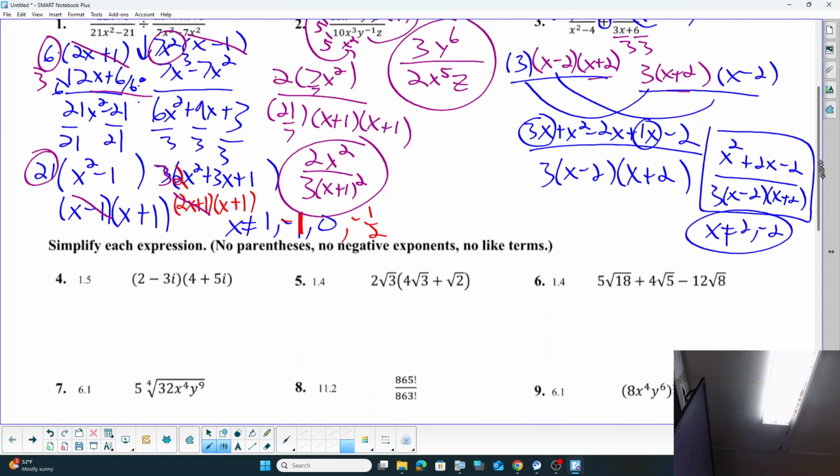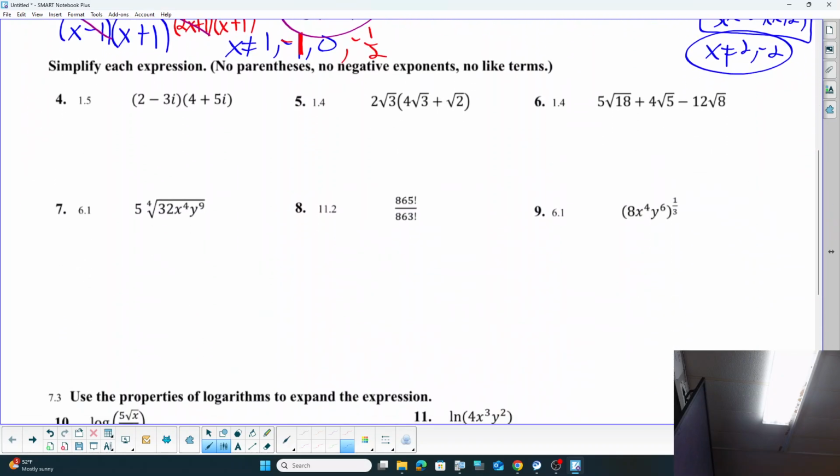So remember how to do rational equations? Good. Do you remember that i becomes a negative? Don't forget that. So 2 times 4 is 8. 2 times 5 is 10i. Negative 3i times 4 is negative 12i. And negative 3i times 5i is negative 15i squared. And so an i squared actually becomes a negative 1.